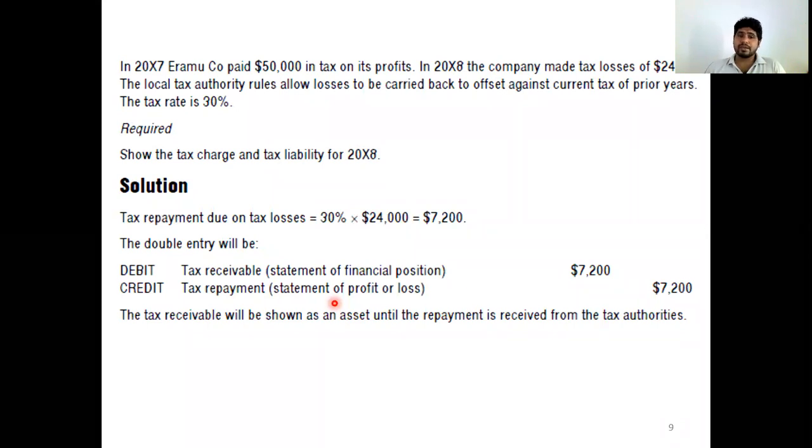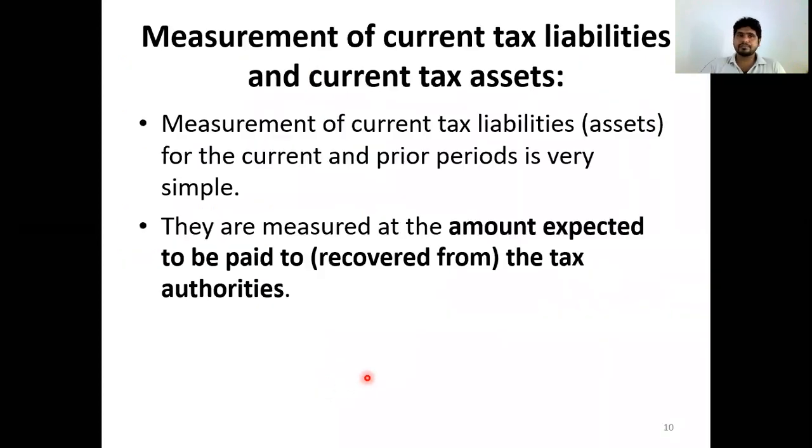So, tax repayment, 7,200. The tax receivable will be shown as an asset until repayment is received from the tax authorities. We have not received any money from them yet. What we can do is, since they allow us, we can claim and recover the tax paid, right? And now, measurement of current tax liabilities and current tax assets.